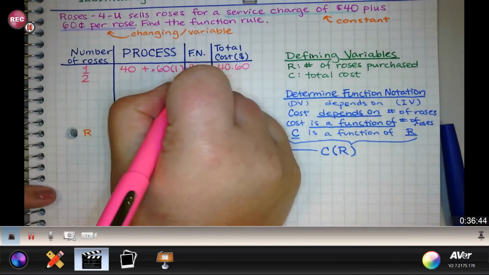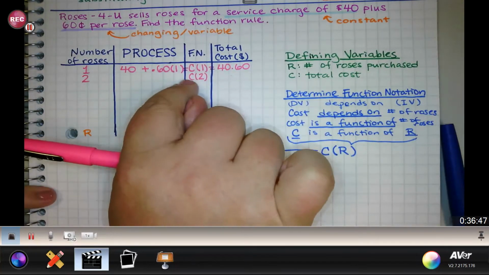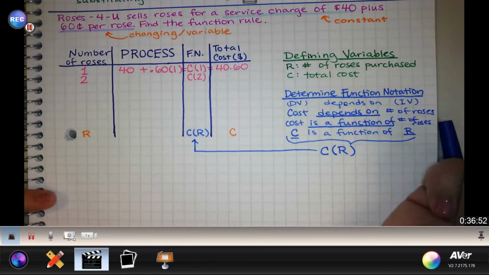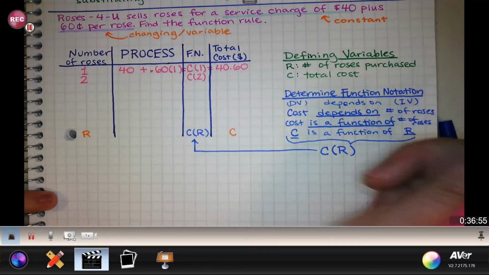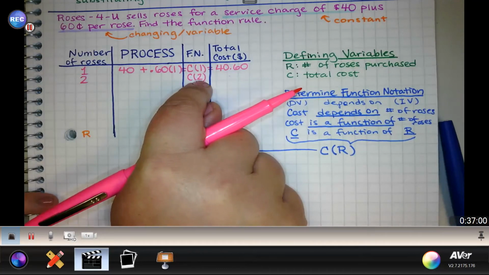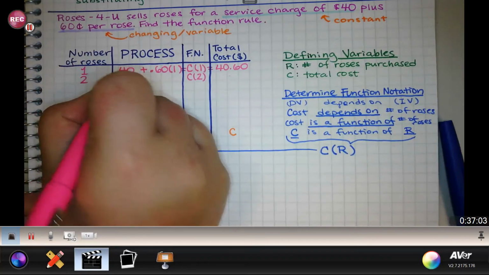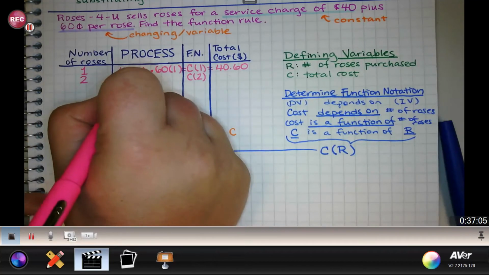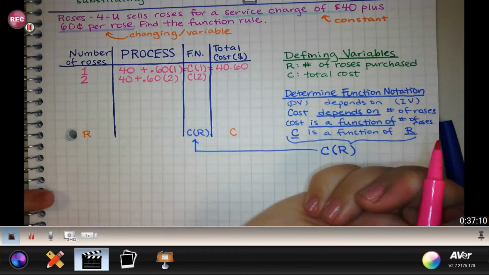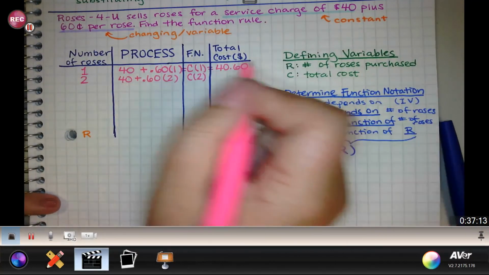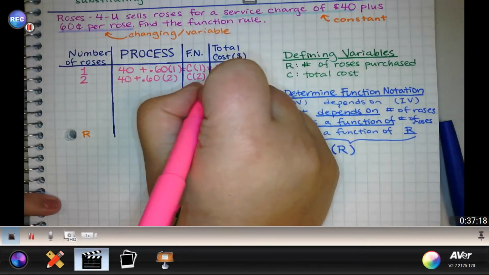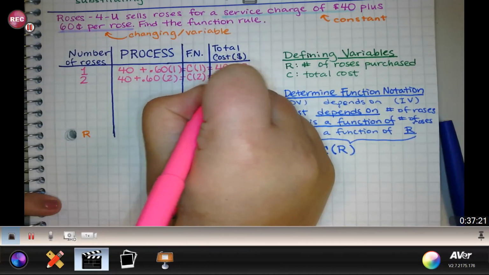So for 2, you'll know that this will be C of 2, which again means cost when buying 2 roses. Again, it's more like a code. It tells us more than just C equals 40.60, because it tells me it's the cost when I bought 1 rose. Let's find the cost when I bought 2 roses. That 40 doesn't change because it's always the service fee, plus 60 cents times 2 roses. That ends up being $1.20. So $40 plus $1.20 is $41.20.